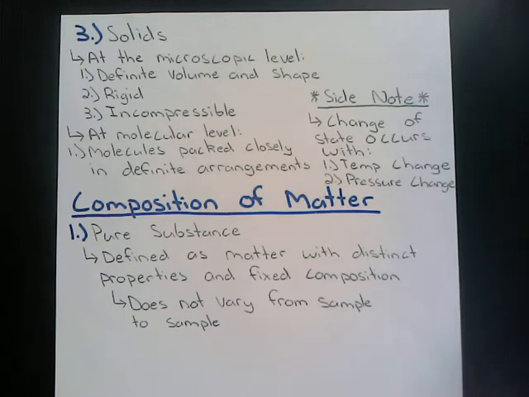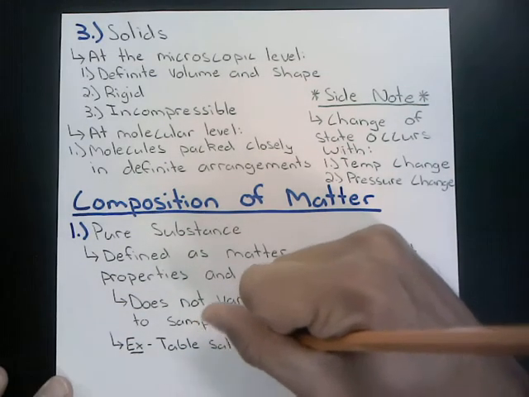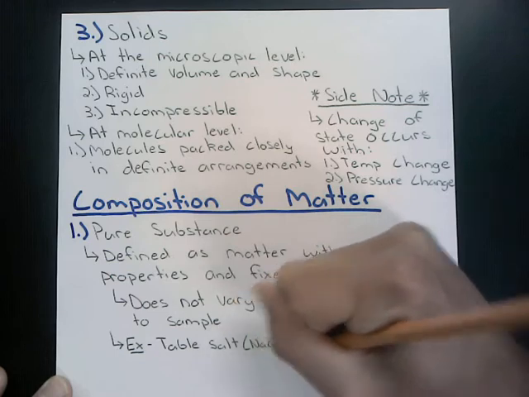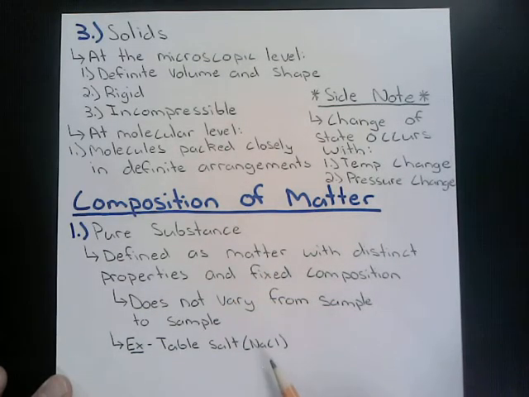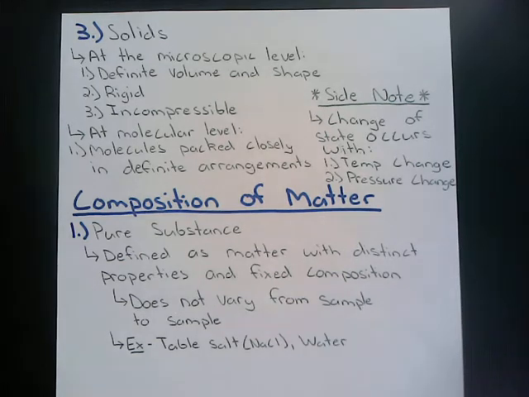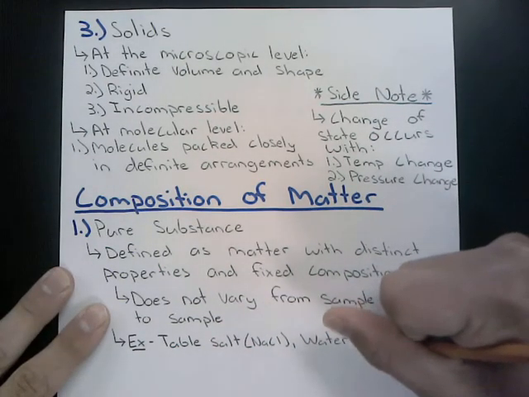Now, some of our examples include things like table salt. And table salt is just sodium chloride, or as we'll get familiar with, it is NaCl. So that fixed composition of sodium chloride is always one sodium atom to one chloride ion. The other example is water. And water is always going to have the fixed composition of two hydrogen atoms bonded to one oxygen atom.